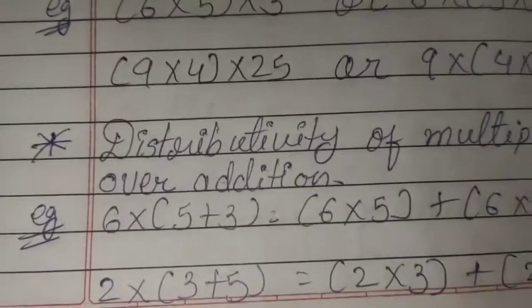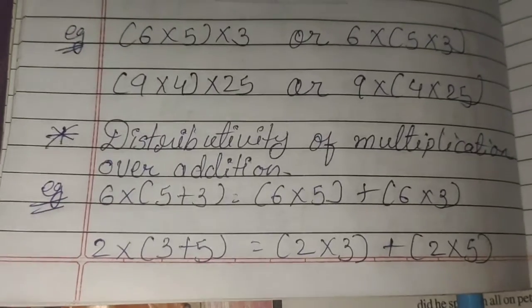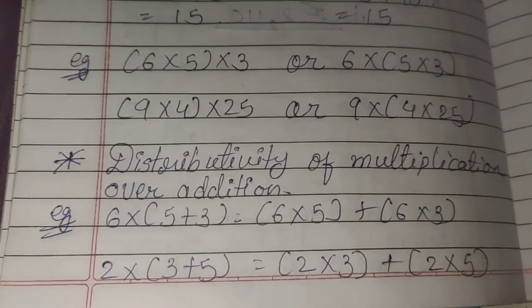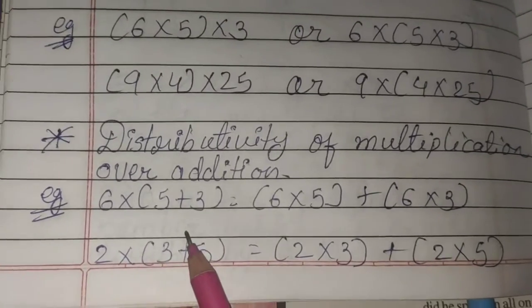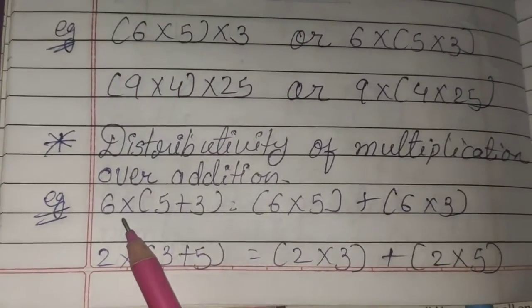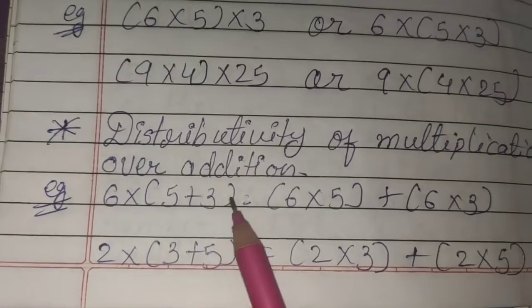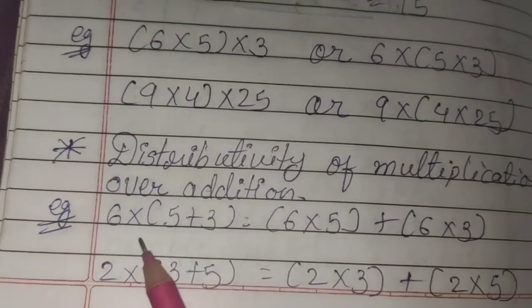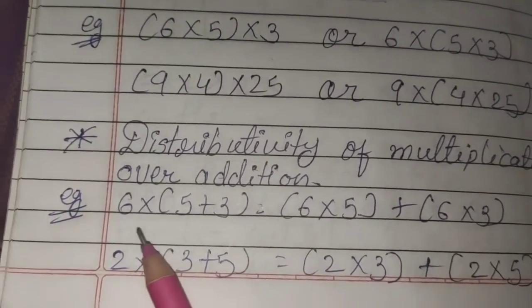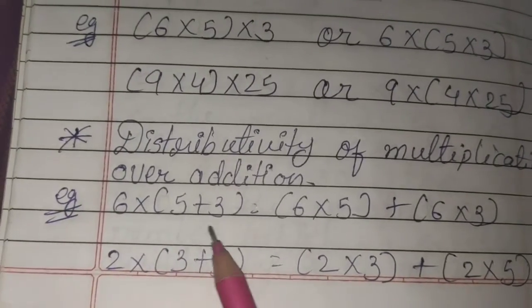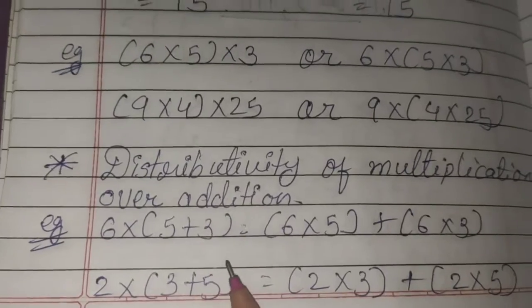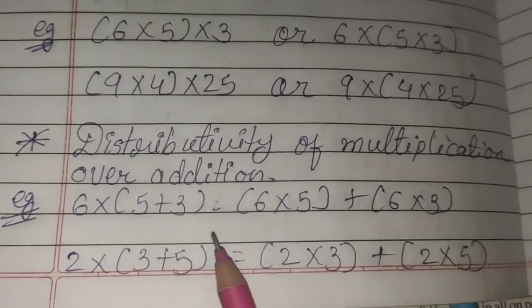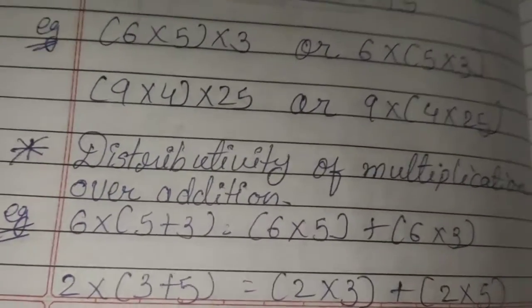Now the last one is distributivity of multiplication over addition. Now they distribute the multiplication over addition. Can you see? Here multiplication is given and addition is given in the bracket. So they distribute multiplication over addition. So 6 into 5 and 6 into 3. Yes, this is called the distributivity of multiplication over addition.